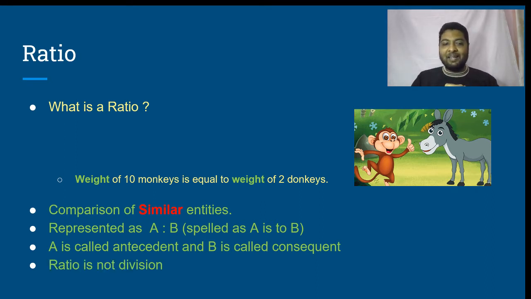Let us understand that ratio is not division. A is to B is not A by B. A is to B is AX by BX, where X is the constant of proportionality. Clear?